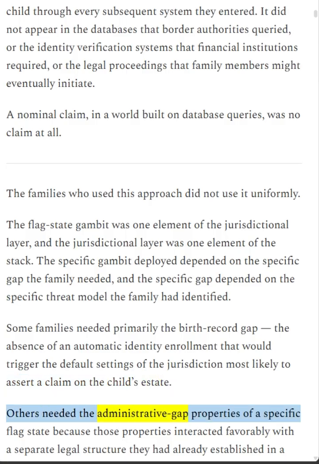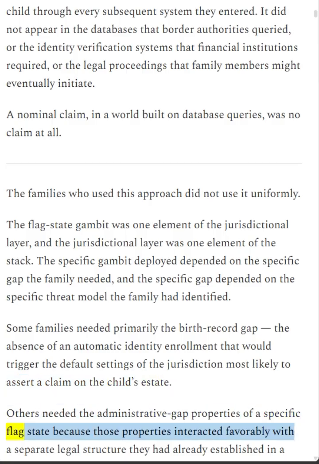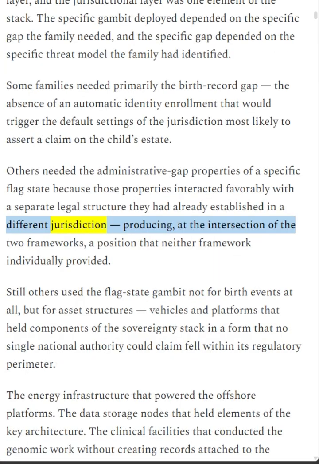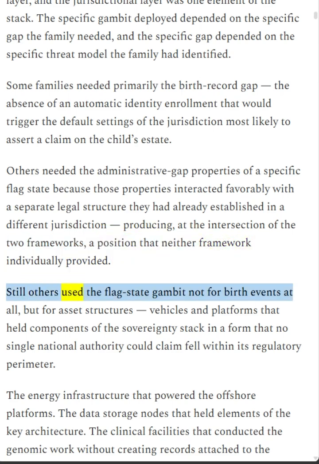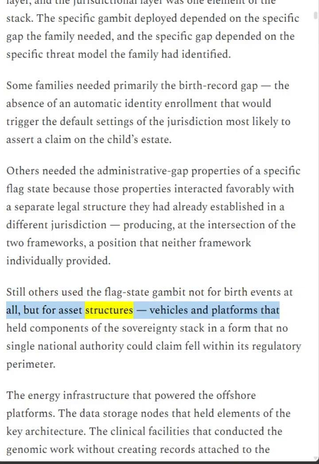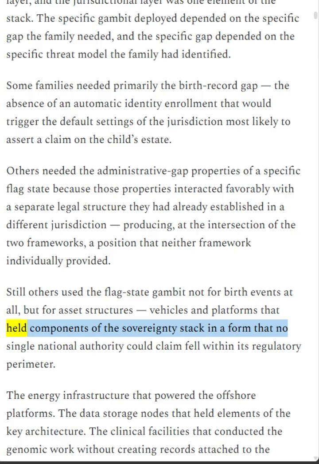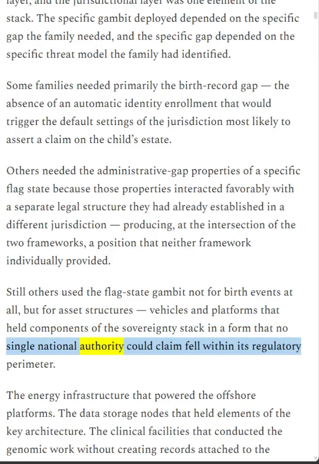Others needed the administrative gap properties of a specific flag state because those properties interacted favorably with a separate legal structure they had already established in a different jurisdiction, producing, at the intersection of the two frameworks, a position that neither framework individually provided. Still others used the flag state gambit not for birth events at all, but for asset structures, vehicles and platforms that held components of the sovereignty stack, in a form that no single national authority could claim fell within its regulatory perimeter.